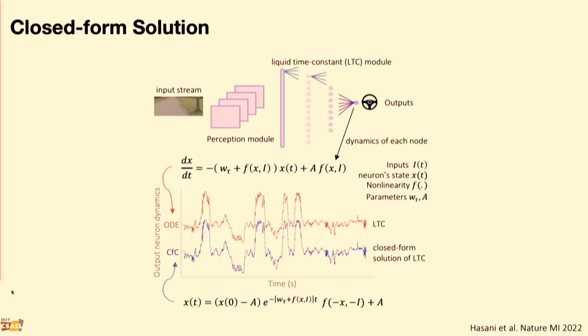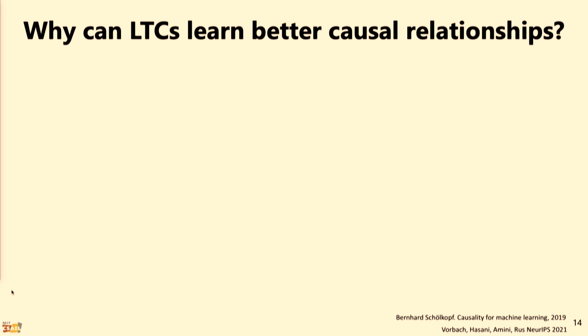Now, I promised you a fast solution, but these networks are defined by differential equations. So you might ask, do they really need numerical problem solvers? Because that would actually be a huge computational hit. Well, it turns out we have a closed form solution for the hairy equation that goes inside the neuron, and the solution has a good bound. It's good enough. You can see in this chart in red the ODE solution, and in blue the solution with our approximation. And you see that they are really quite close to each other.